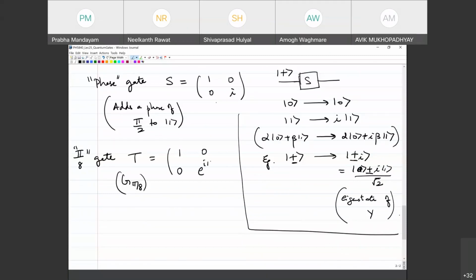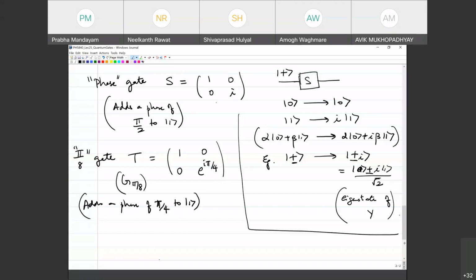So this is another phase gate essentially, right? Except what is the phase that's being added now? Pi by 4. Well, yeah. So this adds a phase of pi by 4, but the reason it's called a pi over 8 gate is we'll look at that shortly. So essentially, it adds a phase of pi by 4 to ket 1, right?